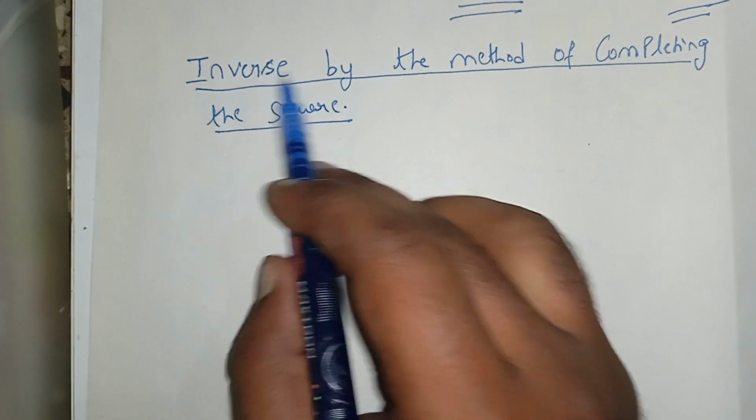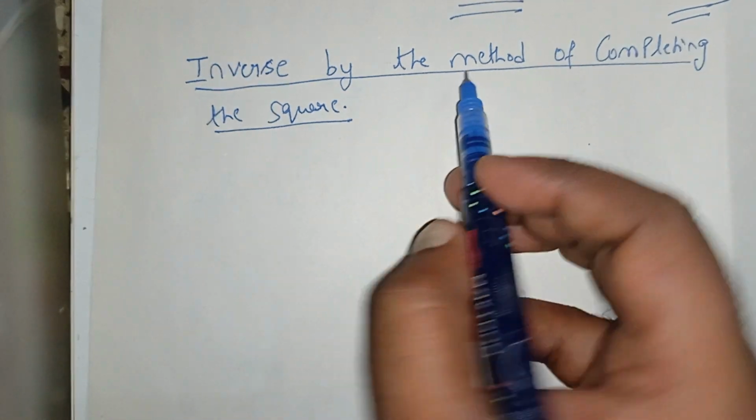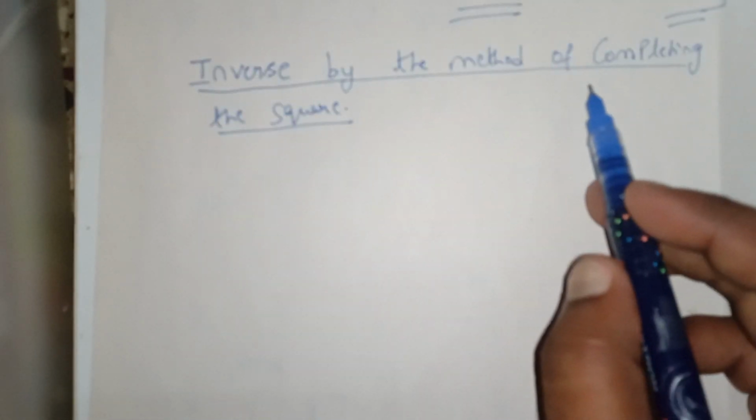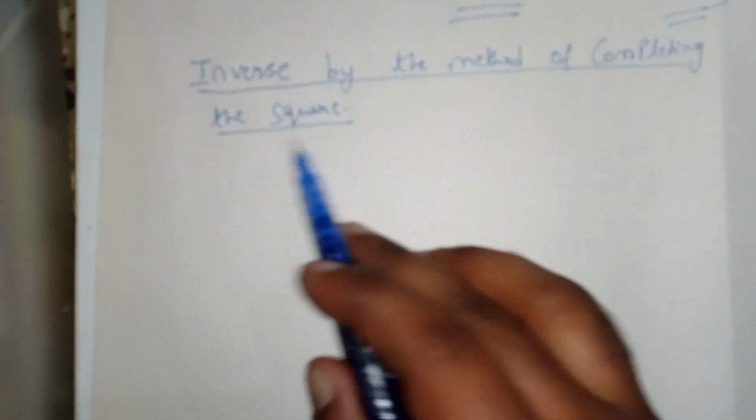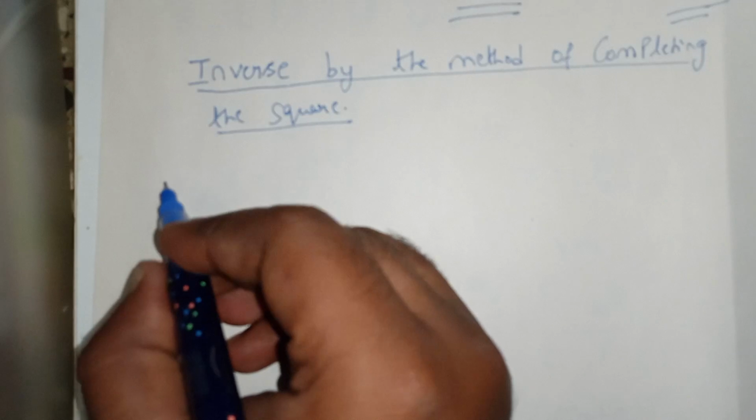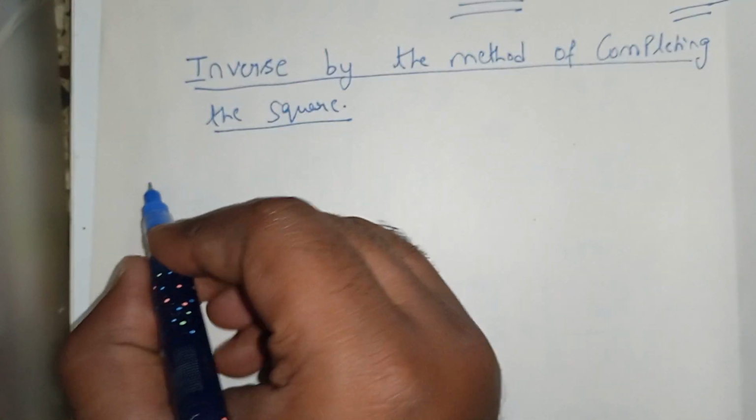So let us do some problems on inverse by the method of completing the square. I will show you how to use completing the square. The name itself is telling: completing the square means we will write a quadratic equation which is not factorizable as a sum of squares.